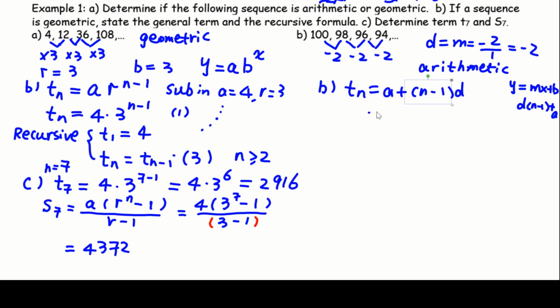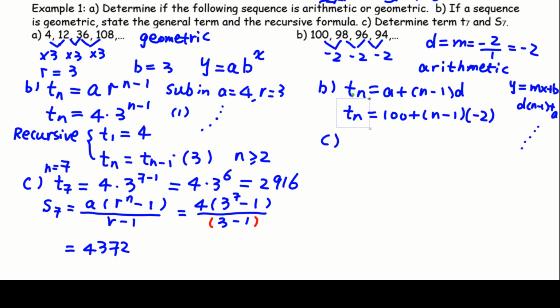So the first term is 100, and leave the n there, that is the x. We need x and y there in order to have the infinite dots. They are n and t sub n, corresponding to x and y. d is the common difference, which is -2. So this is for the general term.